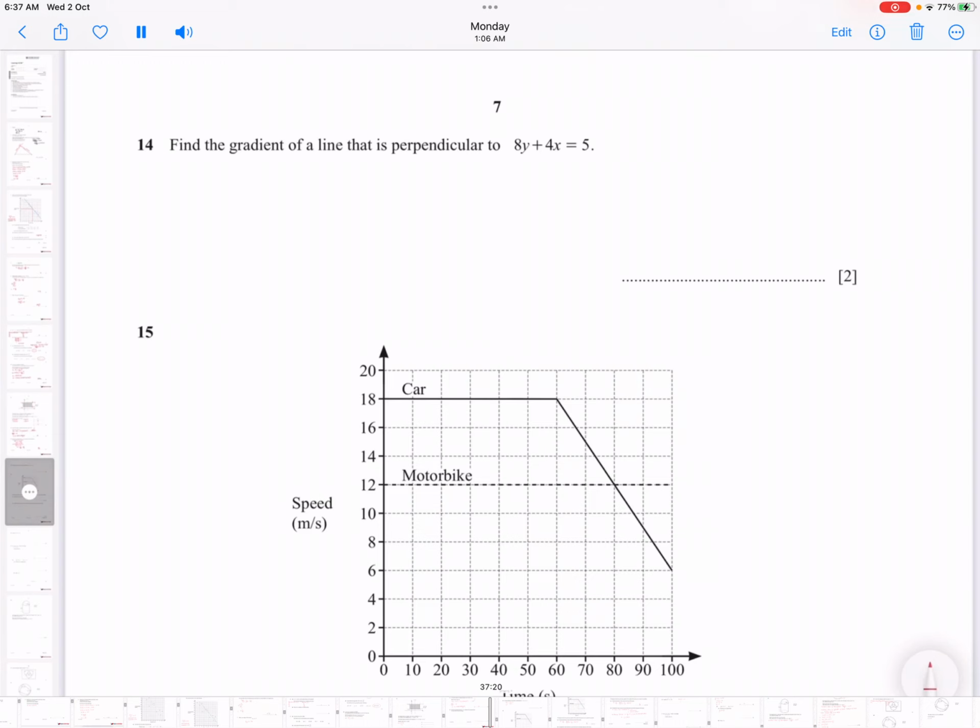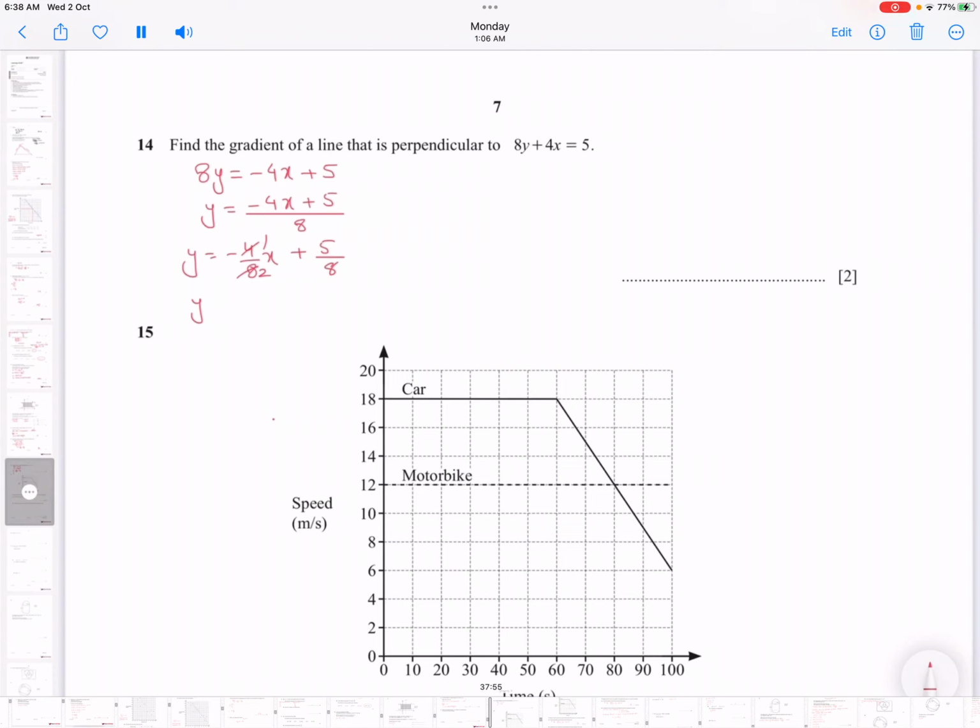Question 14. Find the gradient of a line that is perpendicular to 8y plus 4x is equal to 5. So first convert 8y plus 4x is equal to 5 to the form y is equal to mx plus c. So it becomes 8y is equal to minus 4x plus 5, and now y is equal to minus 4x plus 5 over 8. So 8 is the common denominator, so you can write y is equal to minus 4 over 8 x plus 5 over 8. Simplify 4 over 8, which is 1 over 2, so y is equal to minus 1 over 2 x plus 5 over 8, so your gradient is minus 1 over 2.